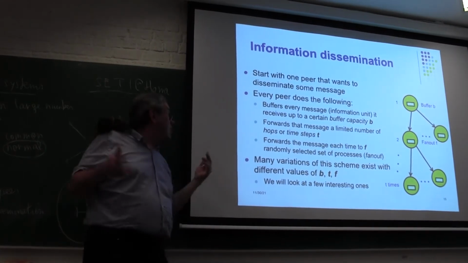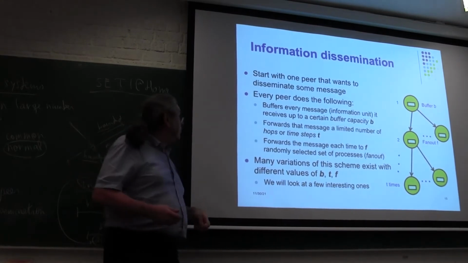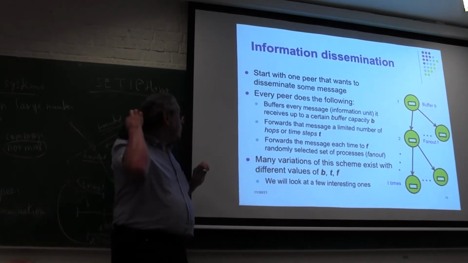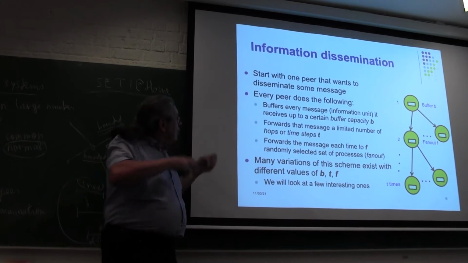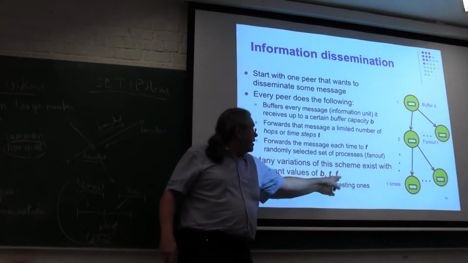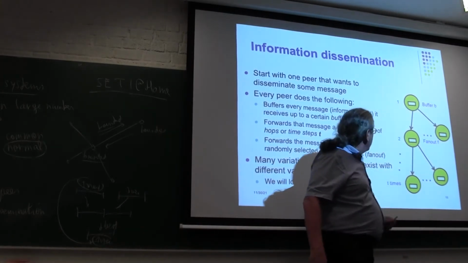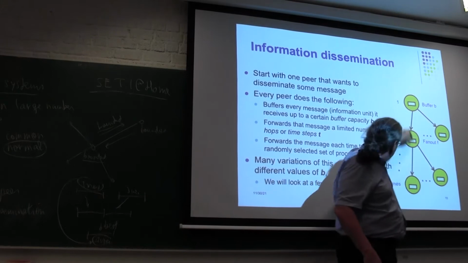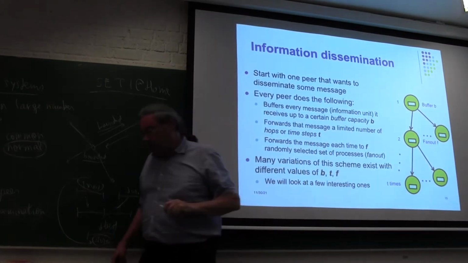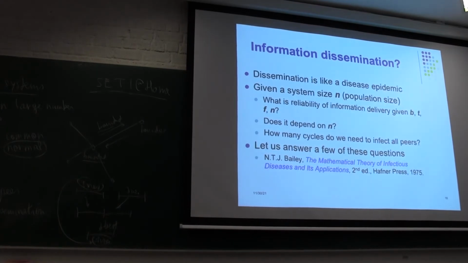They might not be random, but we'll start by making them random, and then after that I'll explain a little bit what happens when they're not random. Okay. So this thing depends on three numbers, B, T, and F. How many messages can you store in one node? What is the fan out? And how many hops, okay? And the property depends on those three parameters, okay? So we're going to look at some cases.